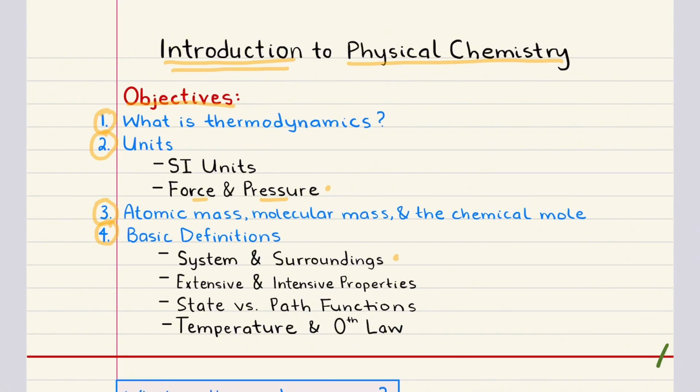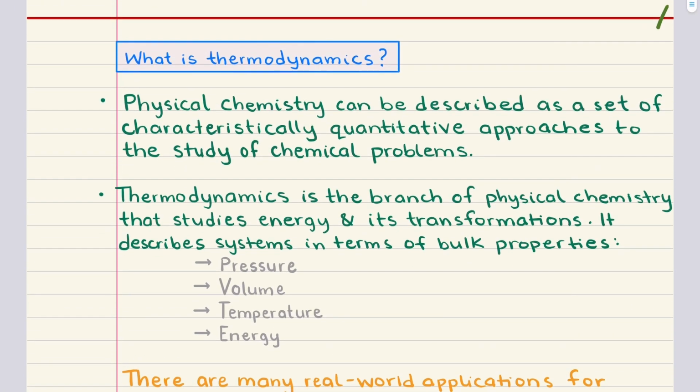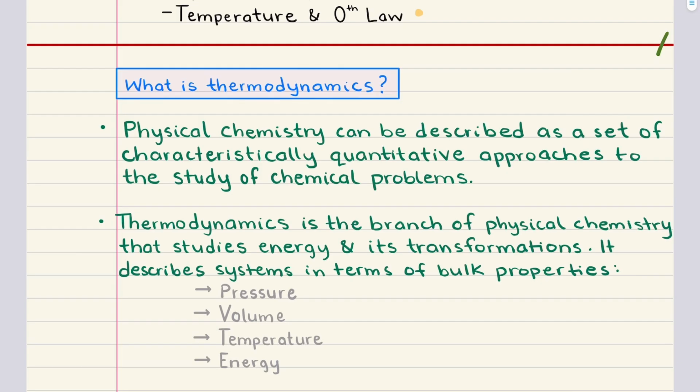This includes systems and surroundings, extensive and intensive properties, the difference between state and path functions, and the meaning of temperature, along with the zeroth law of thermodynamics. With this introduction in place, let's go ahead and get started with objective 1.